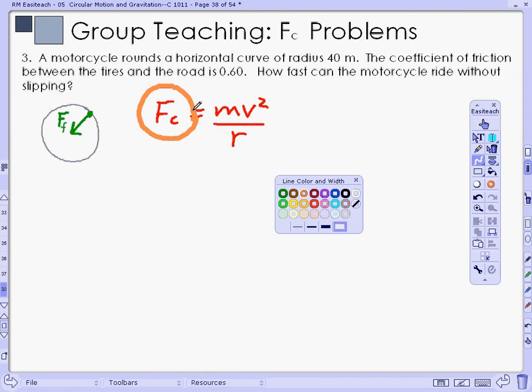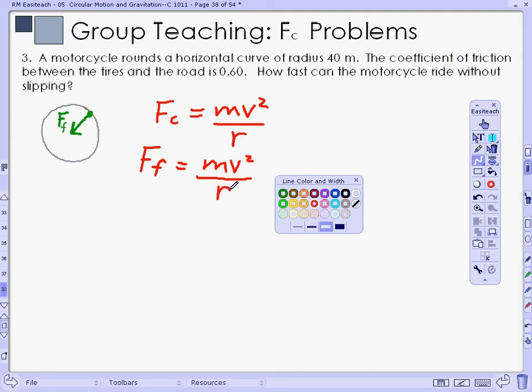So instead of F sub C, what can I write there, Henry? He jumped ahead a couple steps. He said mu m times g. But what you were just referring to is the frictional force. So I'm going to write down F sub F equal to mv squared over r. So I'm writing down that the frictional force is equal to mv squared over r.